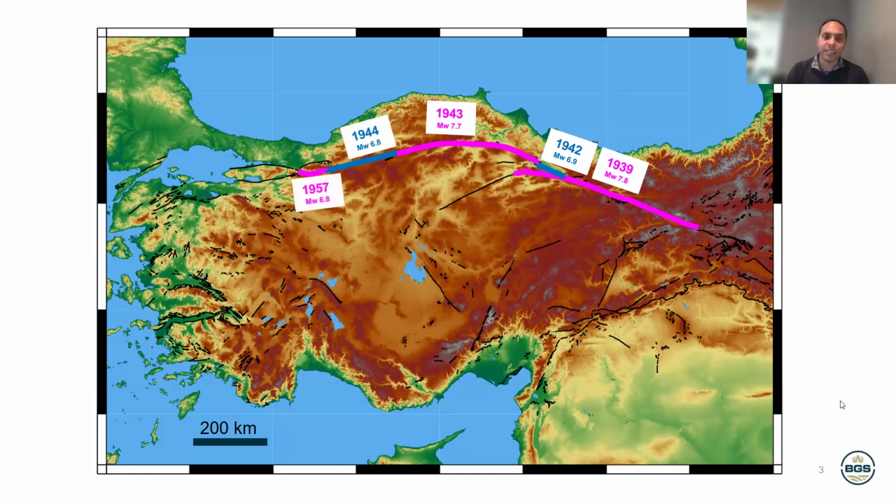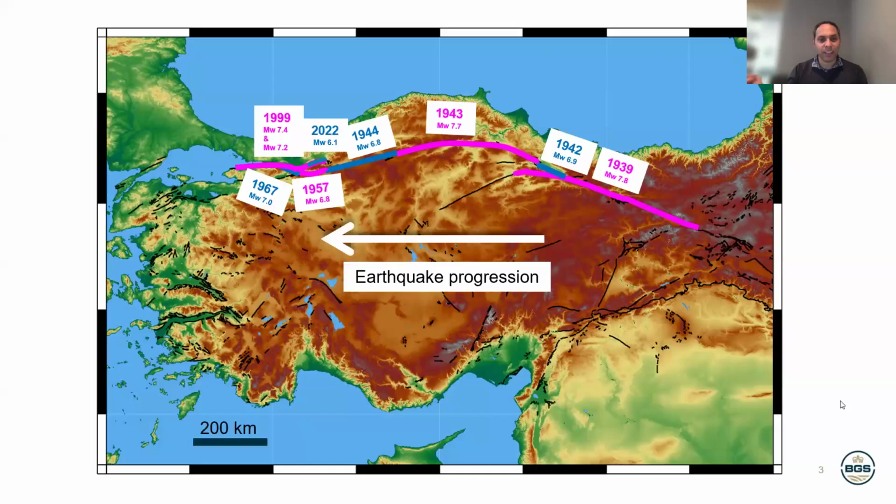And then there was a 10-year hiatus, a break, and in 1957, there was another big earthquake, a 6.8 further west of that again, and another 10-year break, and then a magnitude 7, and then a few decades break, and two large magnitude 7s here. And then there were other small earthquakes in between. It doesn't take a genius to spot the pattern here. The earthquakes are going from the west to the east, the earthquake progression. This is a pattern we've known for a long time now.